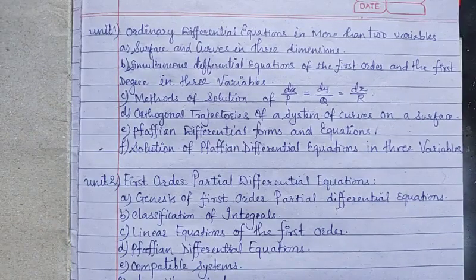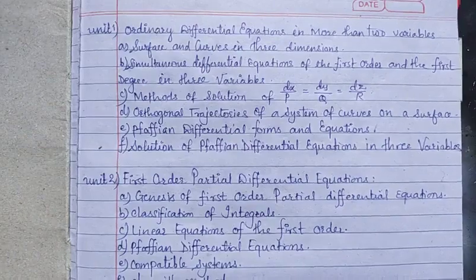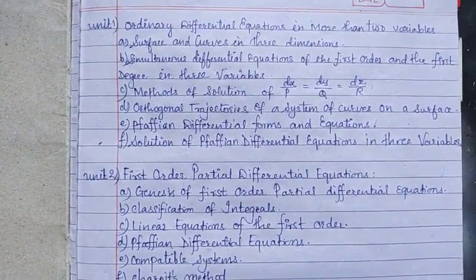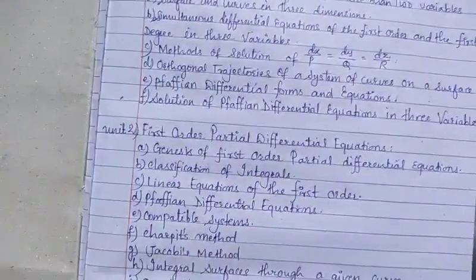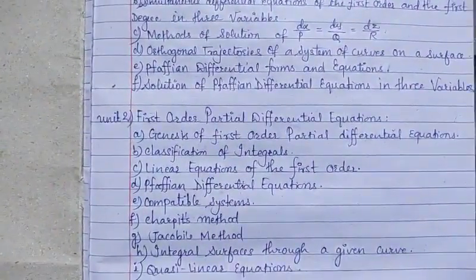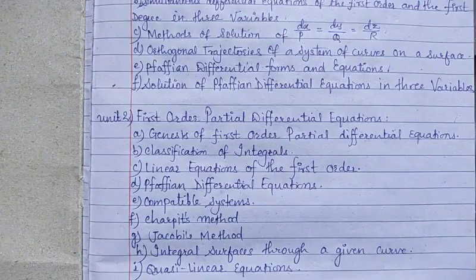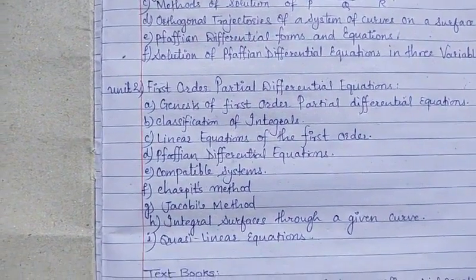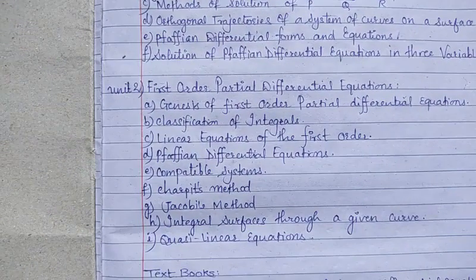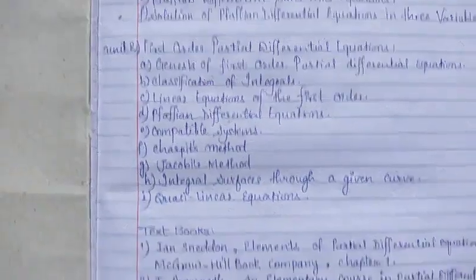Okay, and in the next unit, unit 2, which is first order partial differential equations, we'll see the genesis of first order partial differential equations. Next point, classification of integrals. Third, linear equations of the first order. Fourth, we'll see Pfaffian differential equations, and next the compatible systems, Charpit's method, Jacobi's method, and integral surfaces through a given curve, and the last point is quasi-linear equations.